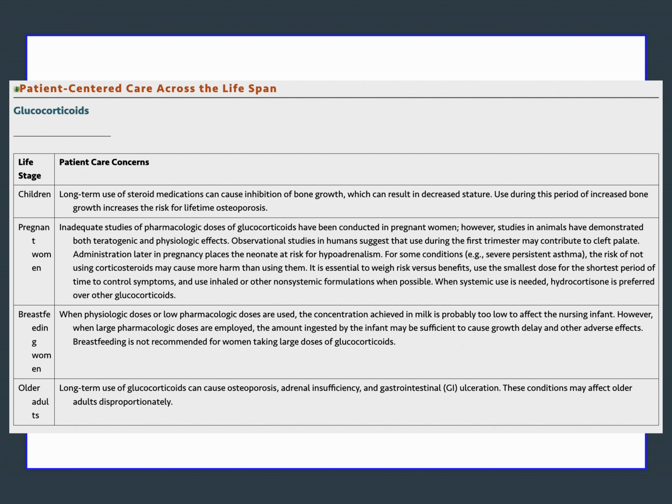For our older adults, remembering that long-term use can cause osteoporosis, adrenal insufficiency, and GI ulceration. So make sure that you are thinking about that. These conditions affect older adults disproportionately to our younger population. So for sure, those three things you are going to monitor in patients using glucocorticoids.